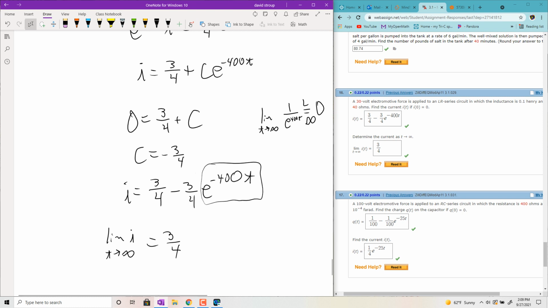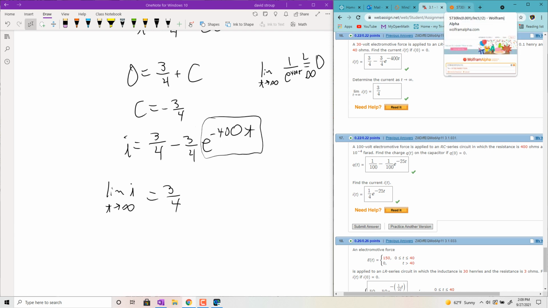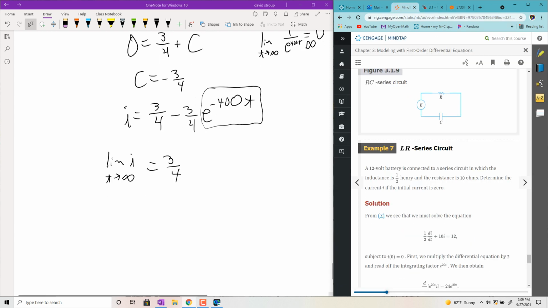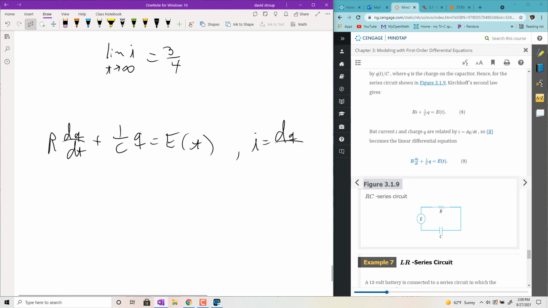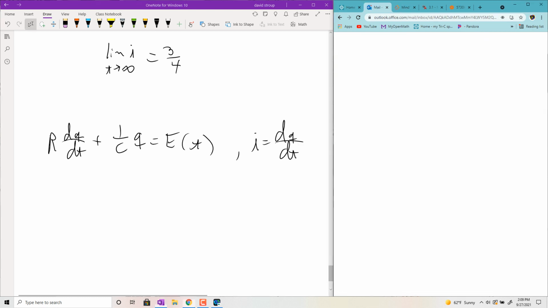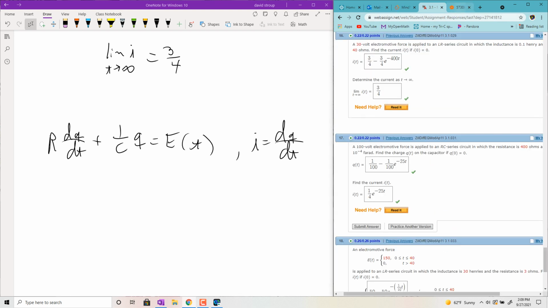Okay. All right. For number 17, then, you have to use the other formula given in the book. So the other formula is R dq over dt plus 1 over c q equals E of t. And just remind yourself, I wouldn't put this on a test, but I is equal to dq over dt. I wouldn't expect you to be an electrical engineer, so you don't have to have Kirchhoff's law memorized or anything.